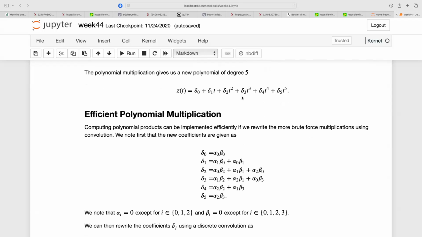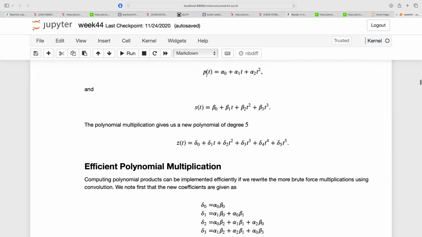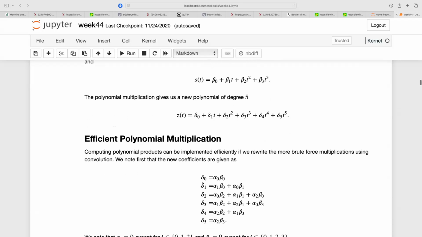But if you then look at the multiplications here, when you look at the parameters you're setting up, these deltas are now given by these combinations from the polynomial P and the polynomial S. So the parameter delta 0 is simply A0, beta 0. Delta 1 is the first order term, which we have here. Delta 2 is the second order term, and that contains these different combinations here. So this is not very exciting.